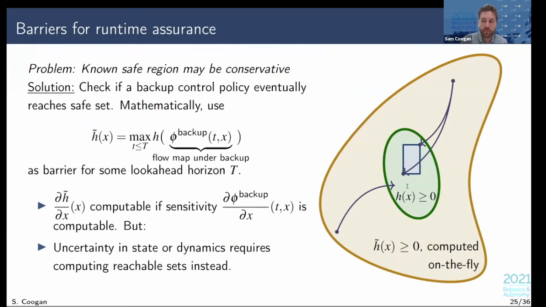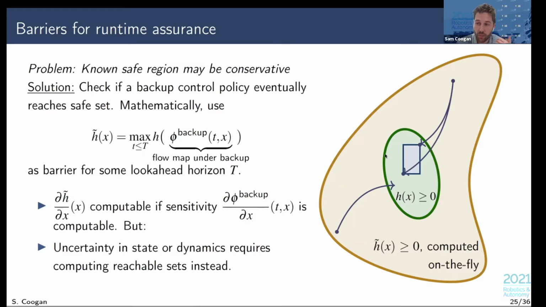Okay, so a basic problem with control barrier functions is that the safe region that you have might be rather conservative. It can usually be rather difficult to compute a priori offline the least conservative safe set for your system. So you might, for example, linearize your dynamics, compute a conservative safe set based on the linearization. And then what you want to do is make sure that some backup control policy is always able to eventually reach this conservative region. So here in this case, the conservative region is in green. This orange region we don't know explicitly, but we want to check that for all points within this known region, if I apply a backup policy, I'll eventually reach the conservative region.